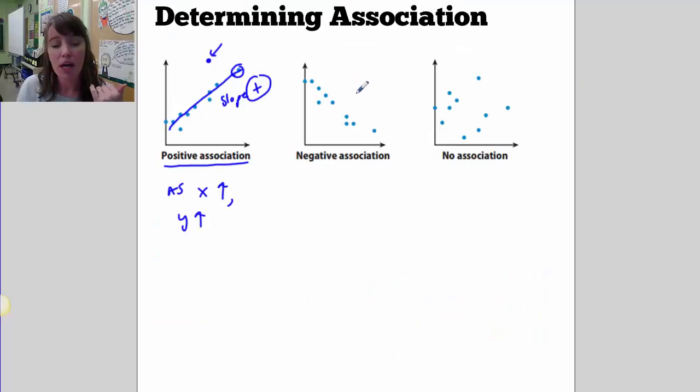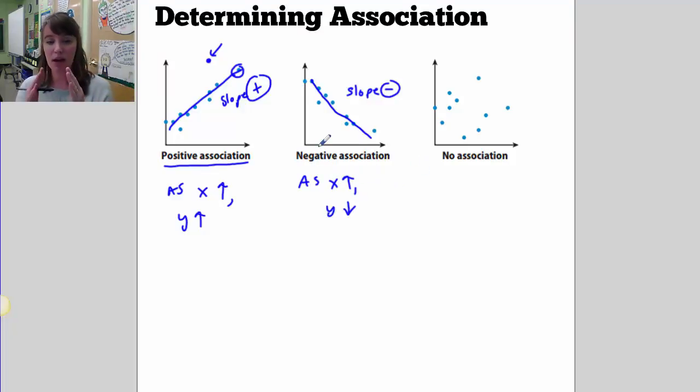Okay. If you have a scatter plot where the points appear to be clustered around a line that has a slope that's negative, we call that a negative association. This would mean that as the x values increase, the y values decrease. So in this case, as one variable goes up, the other one goes down. They work in an inverse relationship with each other.